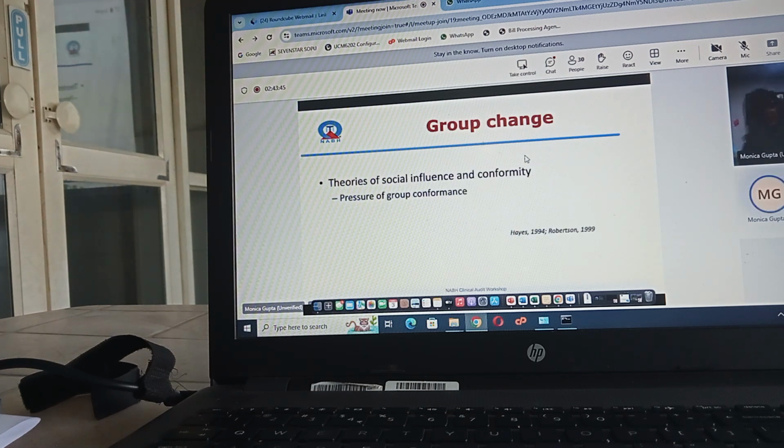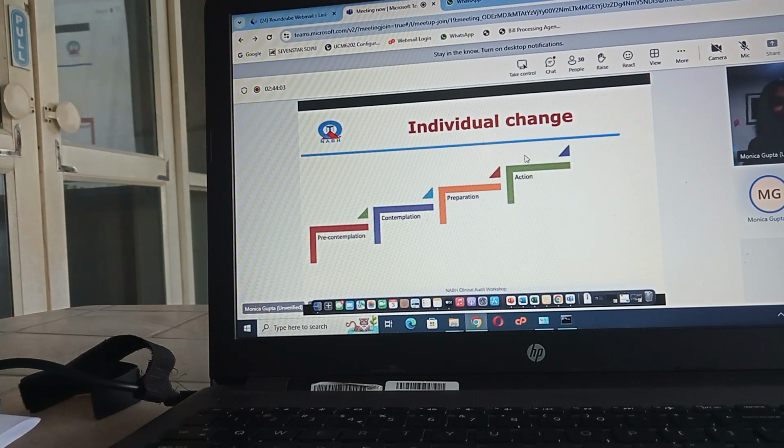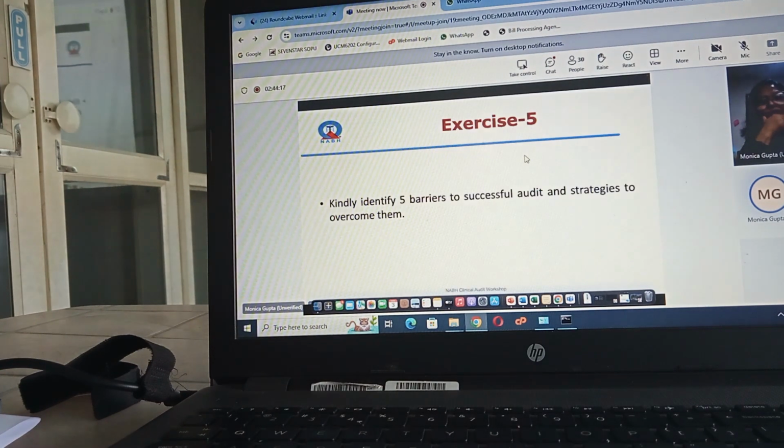So when we want to bring the change to a group, there are theories of social influence and conformity. There will always be a minority which might resist, right? So these are the stages of individual change. Pre-contemplation, then you contemplate and think about what can be done. Start preparing yourself to begin with the change and then actually implement it and then finally maintenance of the change. Now, how do we go about promoting a successful audit?